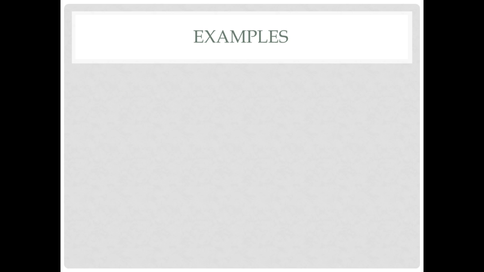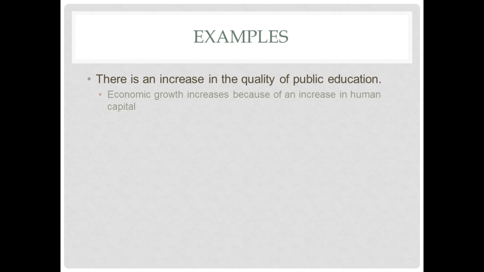Okay, let's do some examples. Let's start with, if there is an increase in the quality of public education, what would happen? Well, first we would say that economic growth increases because of an increase in human capital. If our education system is better, people have more training and more ability to produce. So we have an increase in growth. And again, the explanation we might use, the phrase we'd want to use, is because we have more human capital.